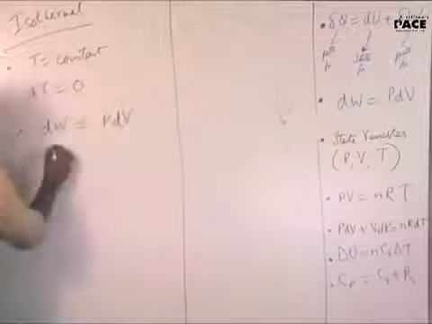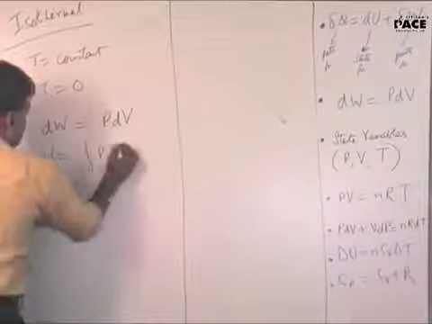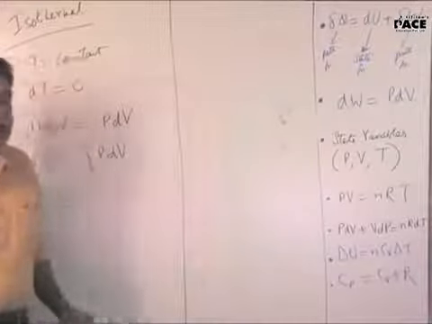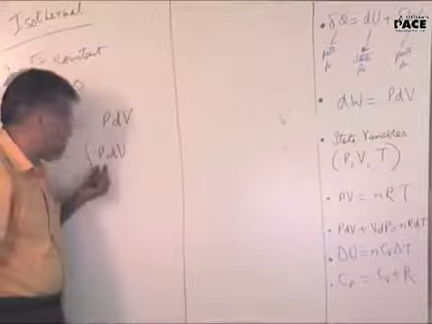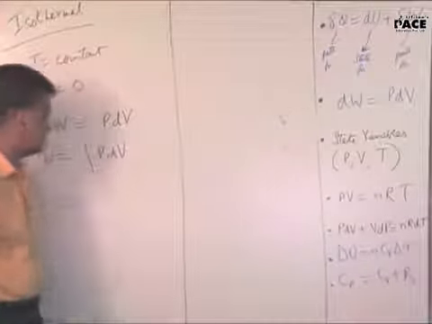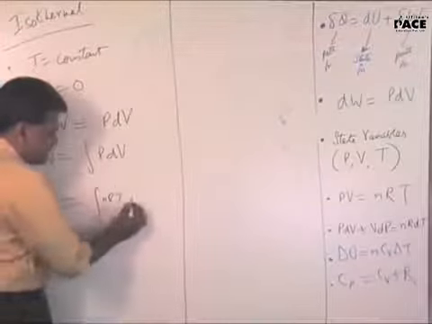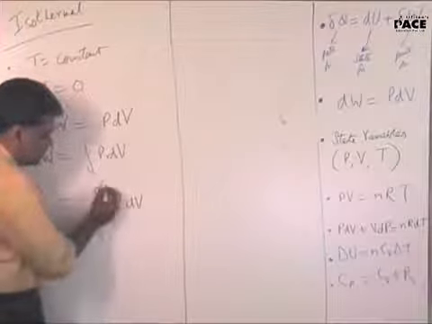Well, as usual, W will be integral P dV, but now I cannot take the P outside. P is not a constant. I will have to express P as a function of V. How can I do it? nRT by V. That's right. Use the gas law. Write in this form, V1 to V2.